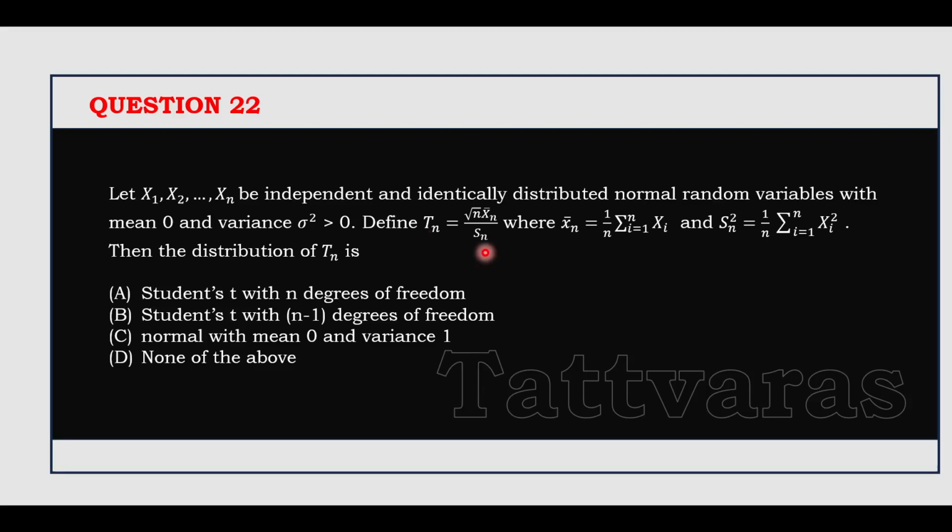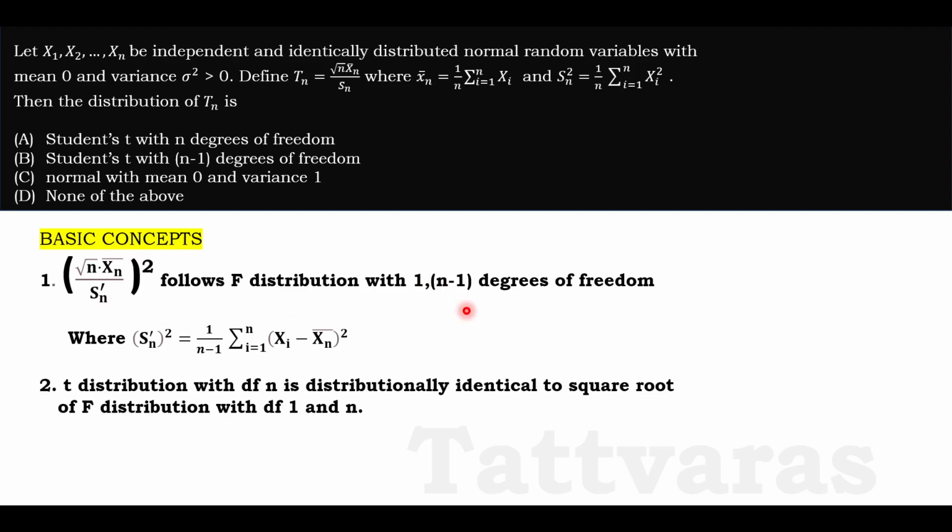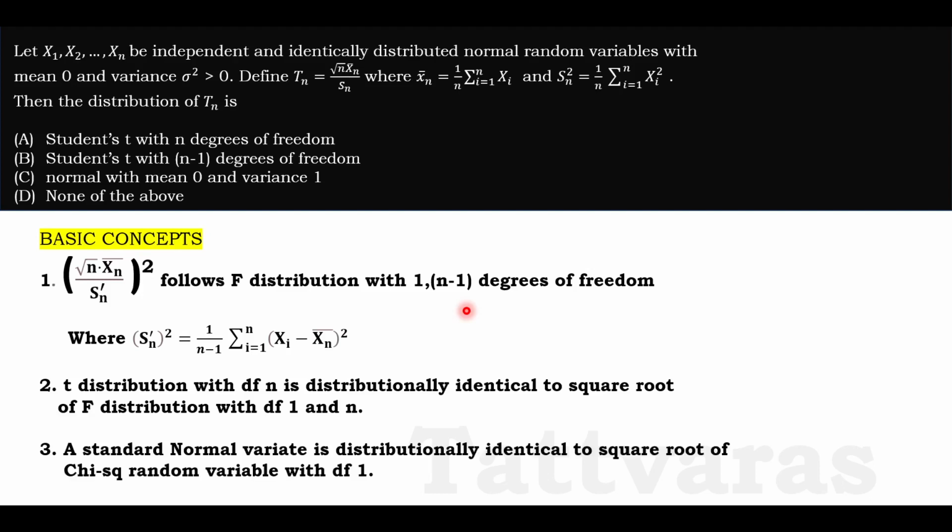So the basic considerations that we are going to use: the first one is that for any set of identical and independent normal random variables with mean 0, the distribution of this statistic is the same as an F distribution with degrees of freedom 1 and n minus 1. The second one is that a student's t distribution with degrees of freedom n is identical to the square root of a capital F distribution with degrees of freedom 1 and n. And the third one is that a standard normal variate is also identical to the square root of a chi-square random variable with degrees of freedom 1.